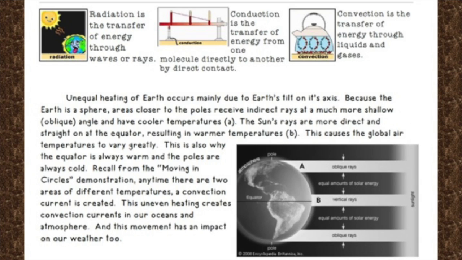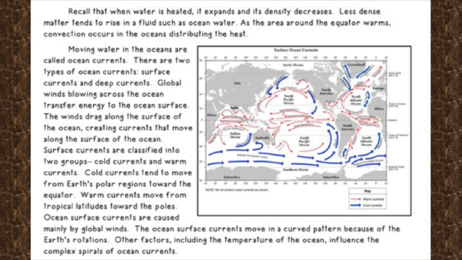This uneven heating creates convection currents in our ocean and atmospheres, and this movement has an impact on our weather too. Hopefully you recall that when water is heated, it expands and its density decreases. Less dense matter tends to rise in a fluid such as ocean water. As the area around the equator warms, convection occurs in the oceans distributing the heat.